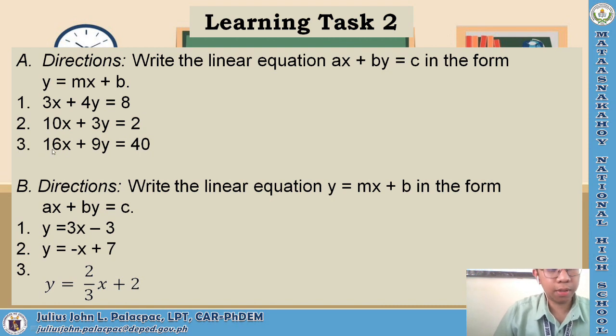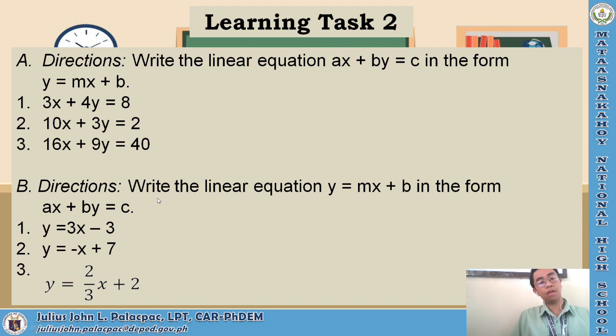And then number 3, we'll eliminate 16x. So adding negative 16x to both sides, we'll have 9y is equal to negative 16x plus 40. And then to eliminate 9, multiply both sides by its reciprocal, 1/9. So y is equal to negative 16x over 9 plus 40 over 9.